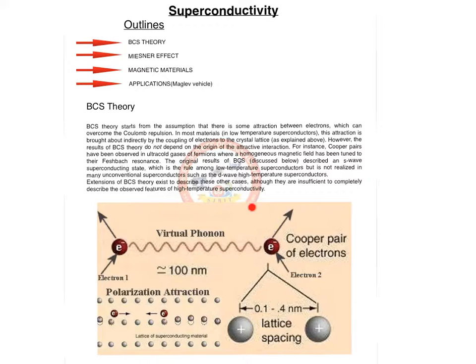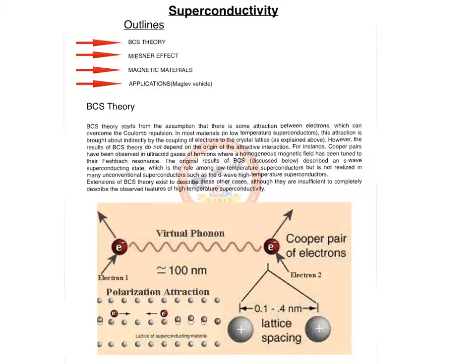At that moment, these two electrons form a pair, and that pair is called a Cooper pair. This Cooper pair is produced only below the critical temperature. Then only is it possible to produce it. So now I will come to the conclusion.